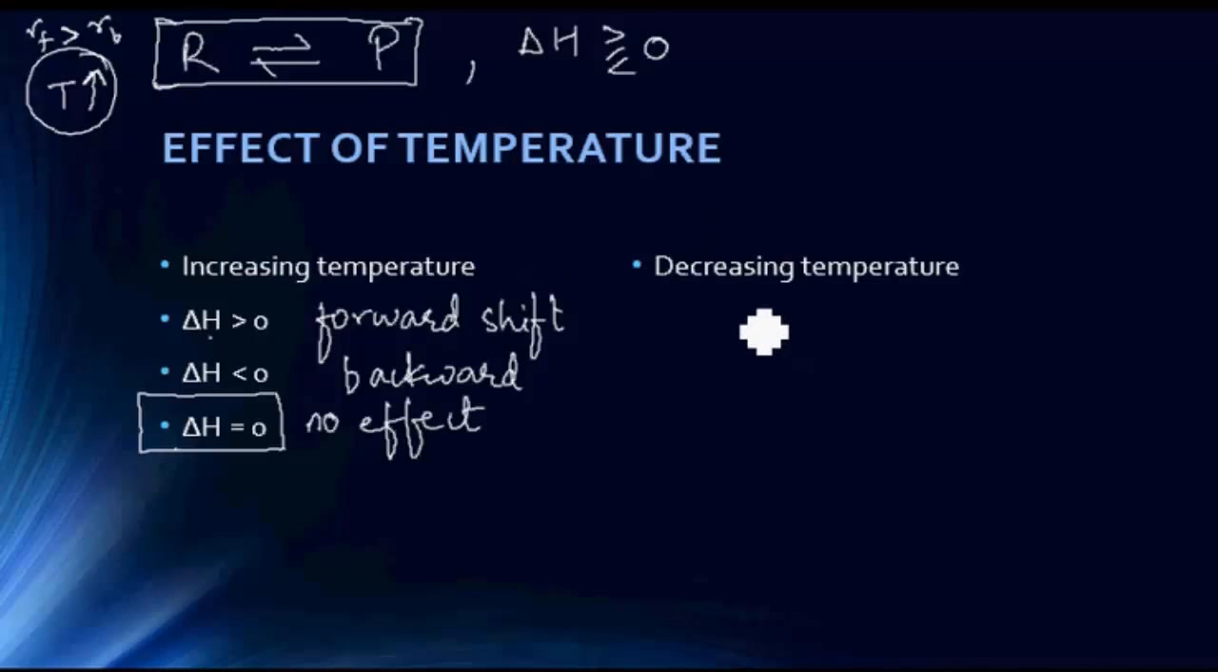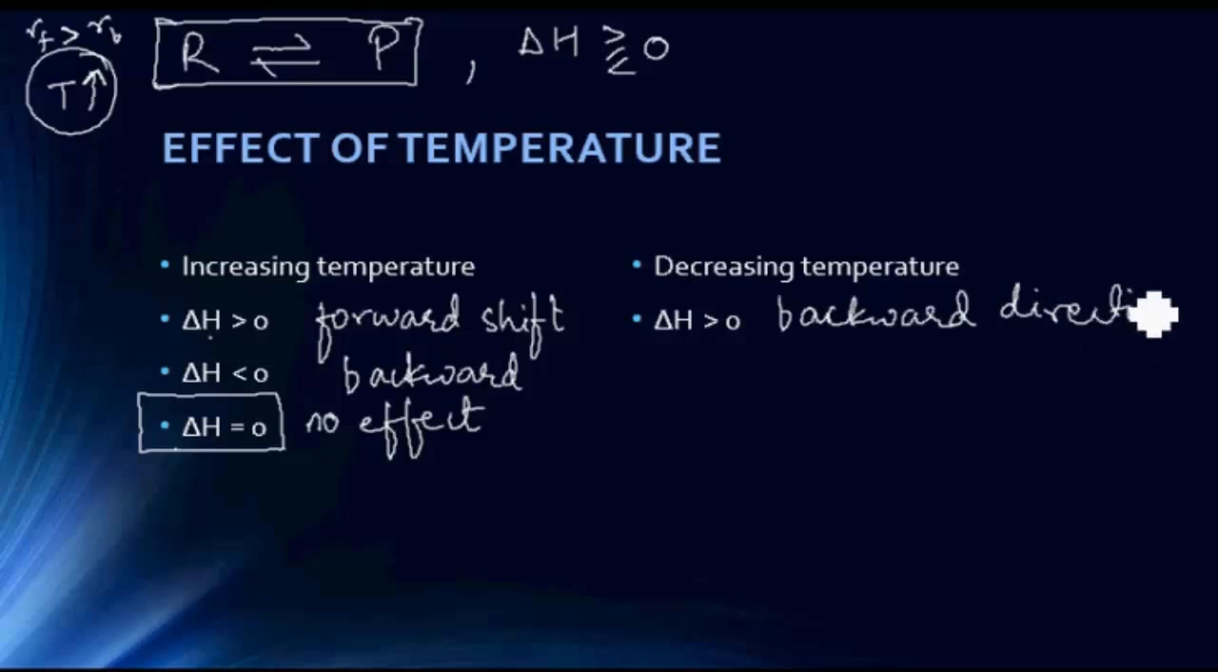That is, if temperature is decreased for a system present at equilibrium, and if for such a system delta H is greater than 0, that is, if our process or the reaction is endothermic in nature in the forward direction, then decreasing temperature will shift the reaction in the backward direction. So the backward direction reaction increases in rate with respect to the forward direction reaction.